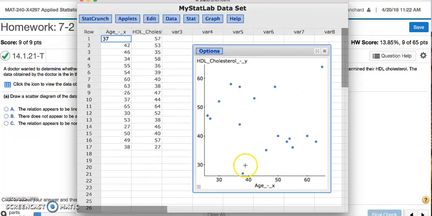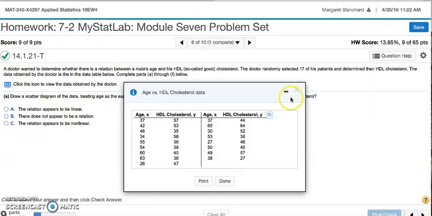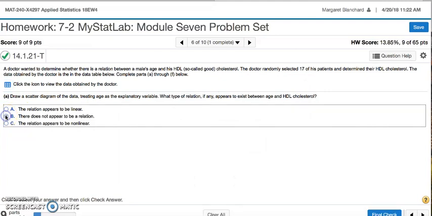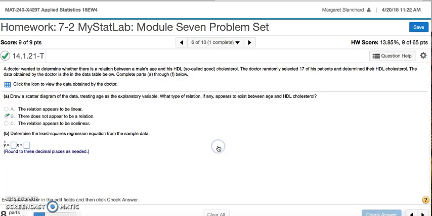So you see here, it doesn't really look like there's a pattern. It's pretty much all over the place. If you saw a grouping in this way or in this way, or even a U shape, there would be some kind of pattern, but in this case, we don't see a pattern. So we're going to say there does not appear to be a relation. Good job. All right, next.